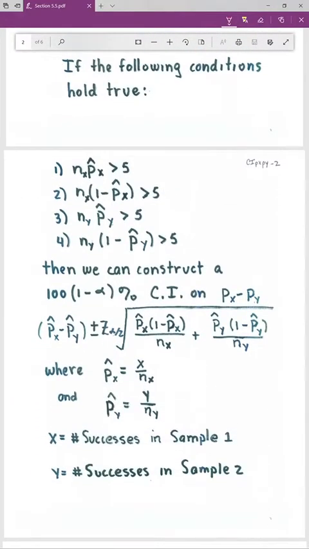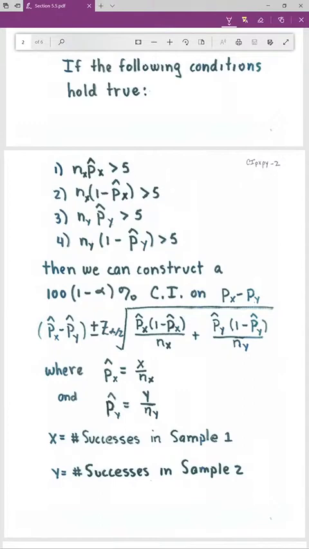So if the following conditions hold true, that Nx times Px is greater than 5, and Nx times 1 minus Px is greater than 5, and Ny times Py is greater than 5, and Ny times 1 minus Py is greater than 5, then we can construct a 100 times 1 minus alpha % confidence interval on Px minus Py. Those conditions are just saying that for each of our two populations, we need to have at least 5 successes and 5 failures.